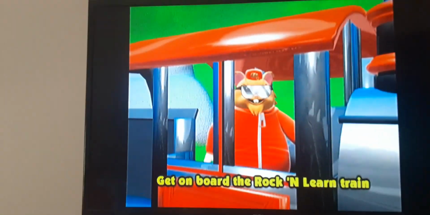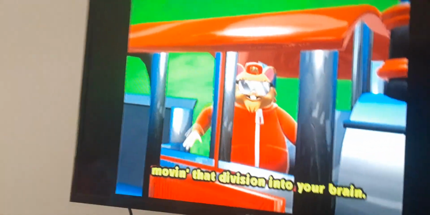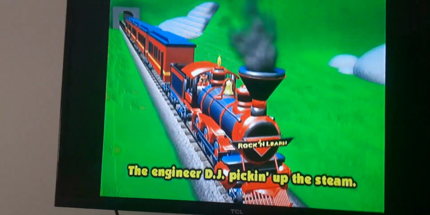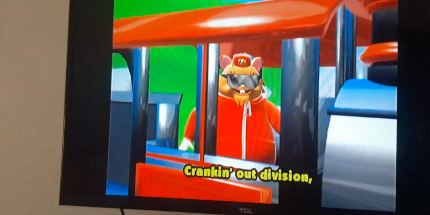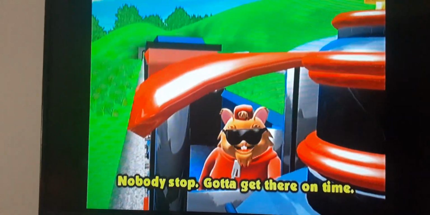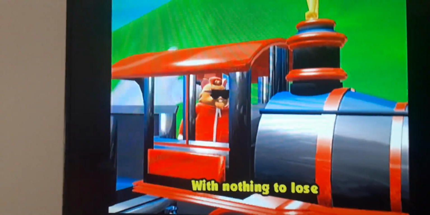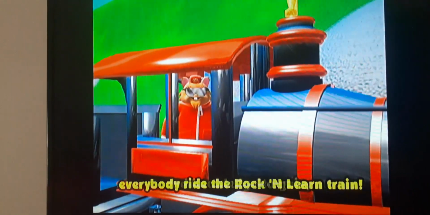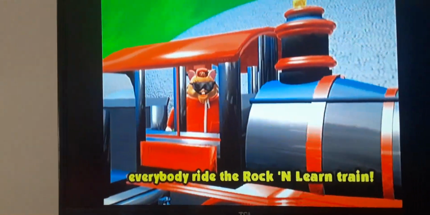Get on board the rocknlearn train, moving that division into your brain. The engineer DJ picking up the steam, cranking out division with a winning team. Using your mind doesn't cost a dime. Nobody stops, got to get there on time. With nothing to lose and knowledge to gain, everybody ride the rocknlearn train.